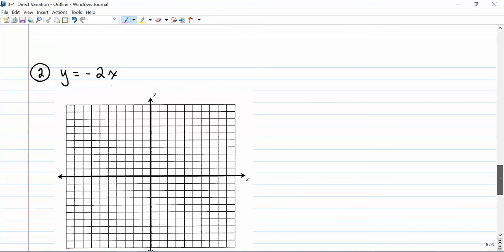Let's take a look at another example like this. Here we have a constant of variation and a slope of -2.